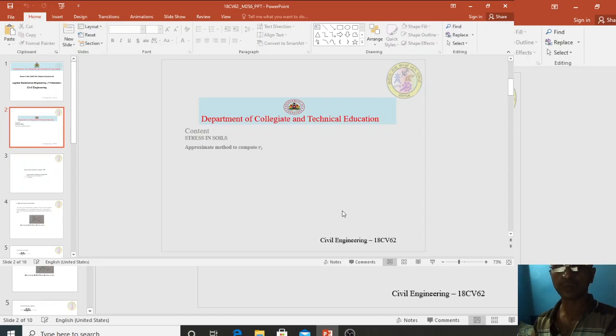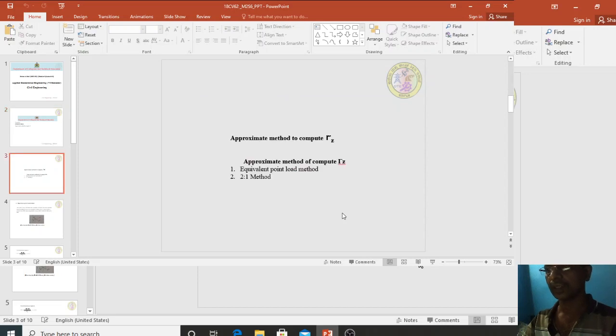the approximate method to compute sigma z, the stress at any point. If I take this as the ground, and I apply a pressure here through a column, we have to calculate the stress below this ground. There are two approximate methods.